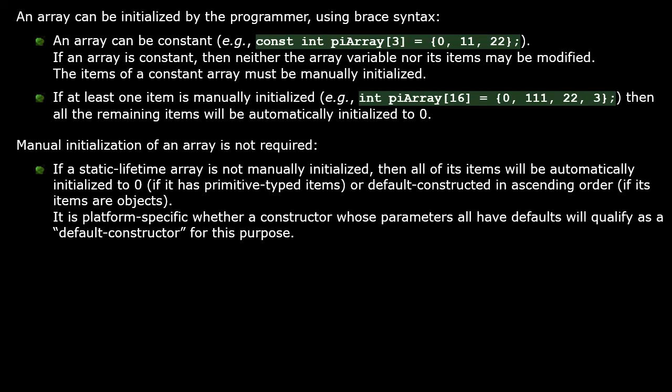Well, if the array variable has static lifetime, and the items have a primitive type, something like int, then each of the items will be automatically initialized to 0. Or if the item type is an object, then each item will be constructed using the default constructor, and that default constructor will initialize that item. This construction will happen to the items in ascending order.